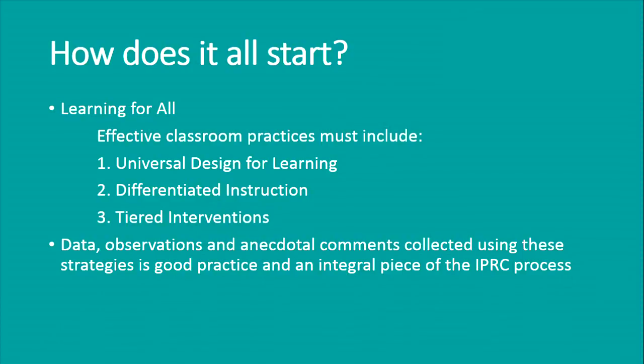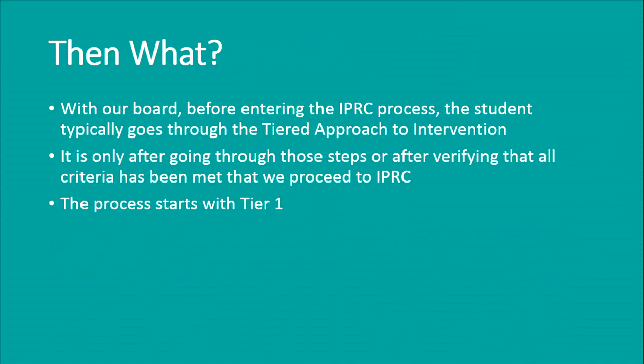Through all 3 of these strategies, it is good practice to collect data, observations, and anecdotal comments. This information is an integral part of the IPRC process as it will help to guide instruction and to develop next steps for the student to succeed. Within the Greater Essex County District School Board, a student does not immediately enter the IPRC process at the first sign of academic struggle. The process begins with Tier 1. Only after all 3 tiers of intervention have been implemented or the school student support team has verified that all criteria has been met do we proceed to IPRC.